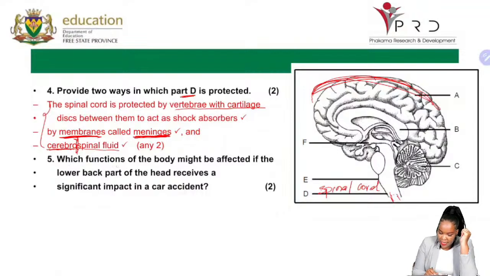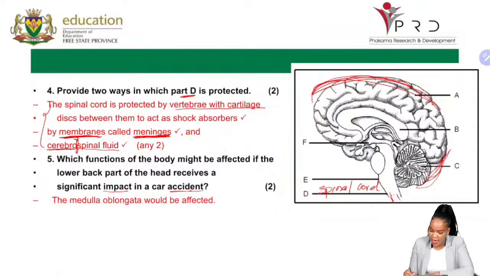Then, which functions of the body might be affected if the lower back part of the head receives a significant impact in a car accident? This question means: which functions of the body are going to be affected if the lower back, so you must think of something somewhere around here, is badly injured? Let's say badly injured in an accident. So think about it. What can happen to this person? Let us take a look at the answer.